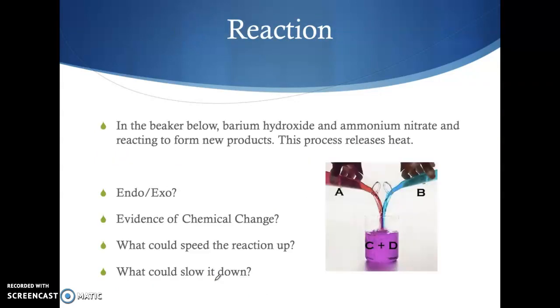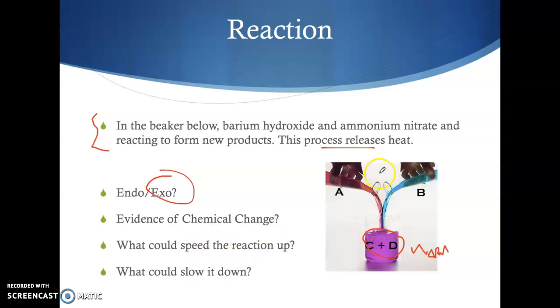So let's think about this reaction and then break it down here. In the beaker below, barium hydroxide and ammonium nitrate, two compounds, are reacting to form a new product. This product releases heat, which means it's going to be warm to the touch. Okay, so is that endo or exothermic? It's exo because I can feel the heat. Evidence of chemical change: you could say temperature change, which is energy, or color change.